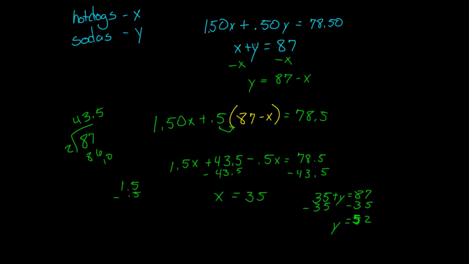Let's check that. We can put it in right here. We've got 35 plus 52 equals 87. 87 equals 87. That checks out. If you would like, go ahead and put it into your calculator: 1.5 times 35 plus 0.5 times the 52. See what you end up with. That'll be your result.